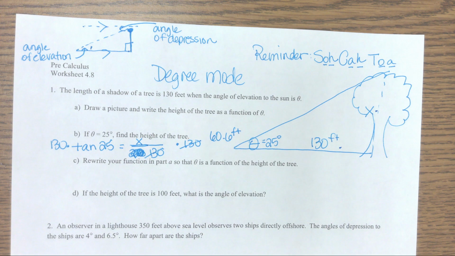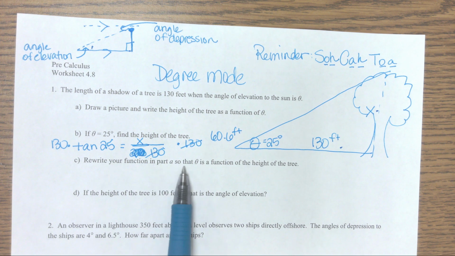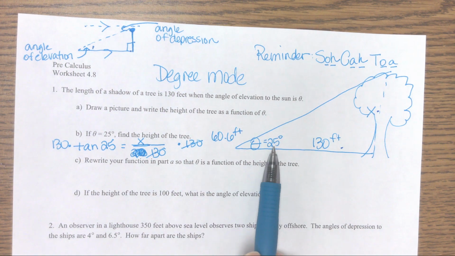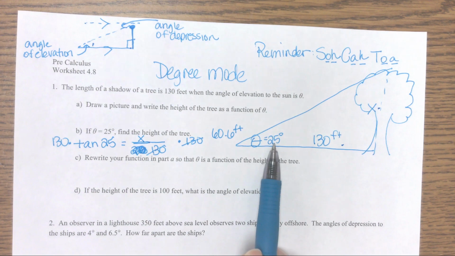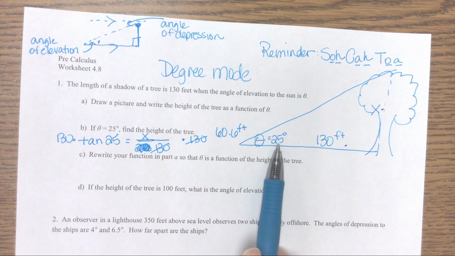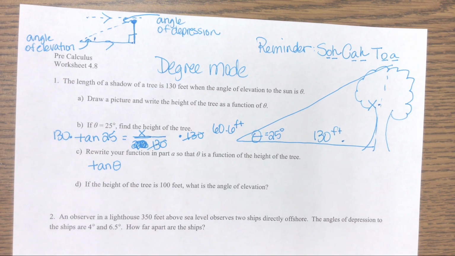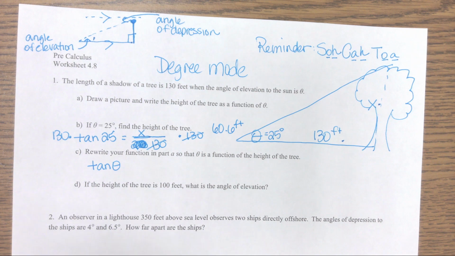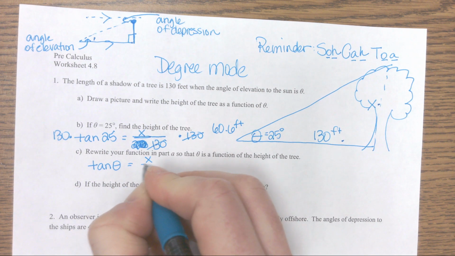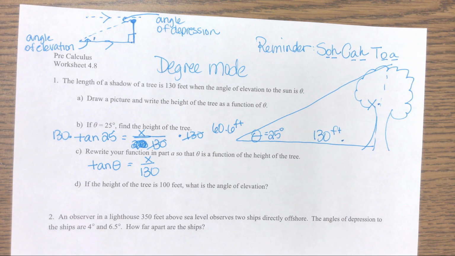Okay, now scratch that. Let's say that I didn't know this angle of elevation. I'm going to call it theta. Let's just write a general statement. I think what you were telling me was that the tangent of this angle, the tangent of theta, equals x over 130. Would you agree with that? No matter what, the tangent of the angle is going to be the height of the tree divided by 130.